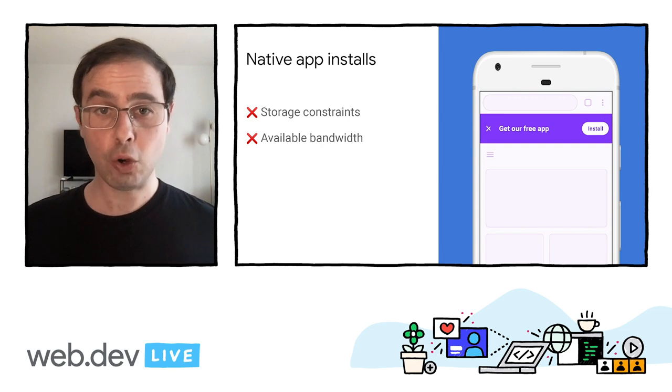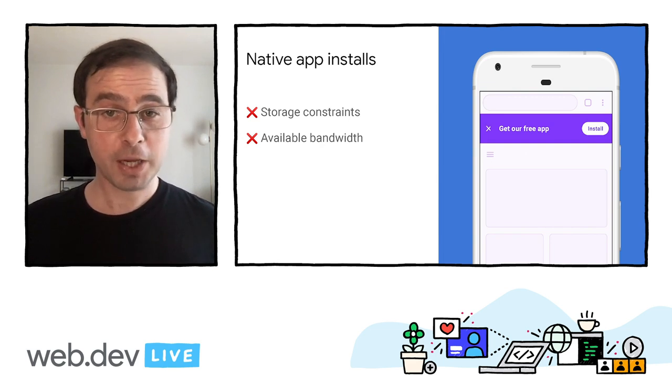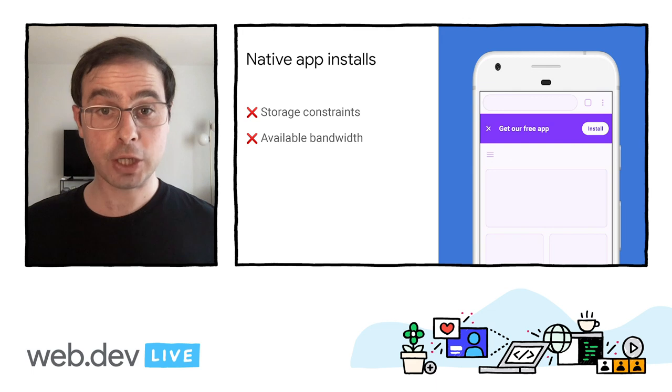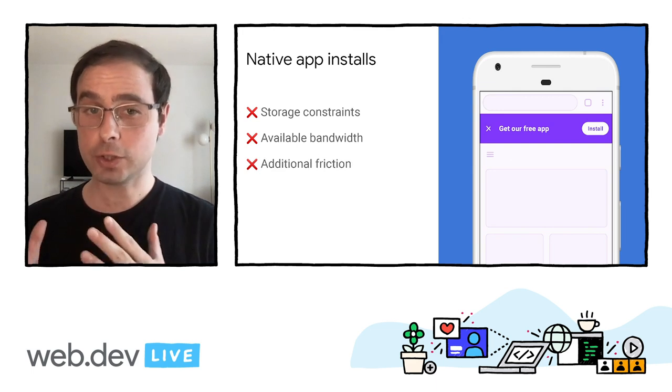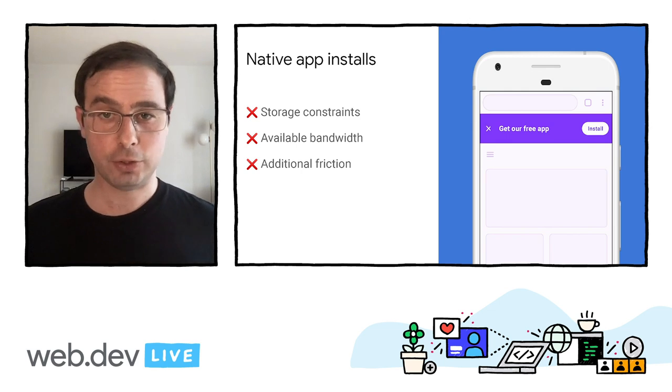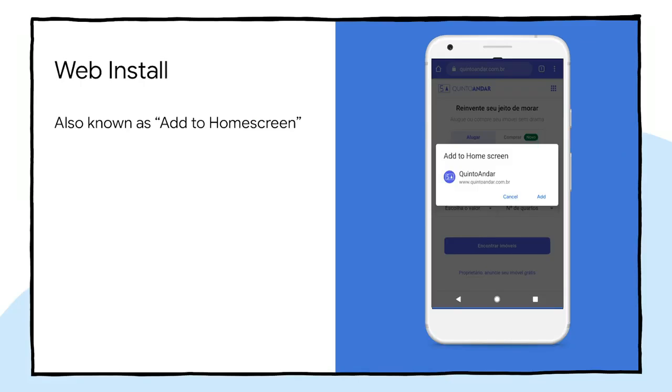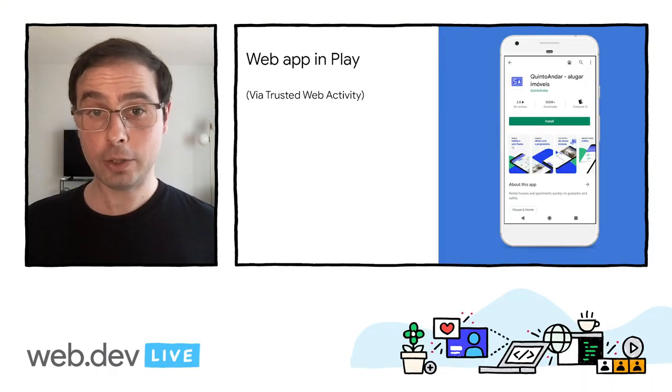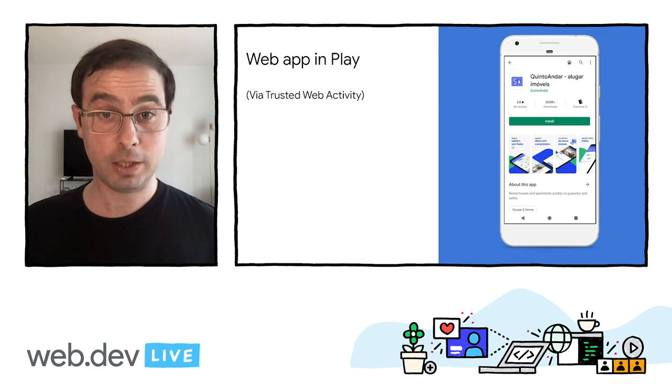There's also the issue of available bandwidth, especially for users on slow connections and expensive data plans. Finally, moving to a store creates additional friction and delays a user action that could be performed directly in the web. A great alternative to this is allowing users to install your progressive web app from the browser through an add to home screen prompt. You can also upload your PWA to the Play Store using Trusted Web Activity.